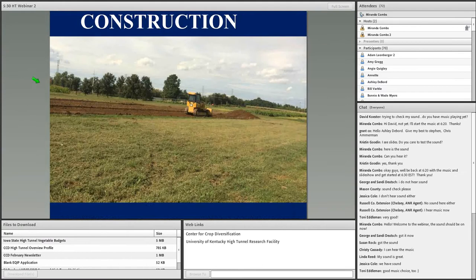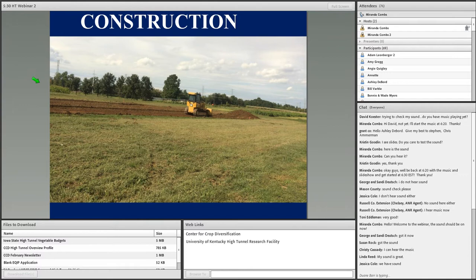Let's switch gears a little bit. We've talked about some of the different components of structures, things to consider. But I found some interest in this, and I know a lot of people are still just buying their high tunnels and starting to build them themselves. So I just want to take you through a timeline of some of the construction processes that I've had the opportunity to be a part of over the last 5 years.